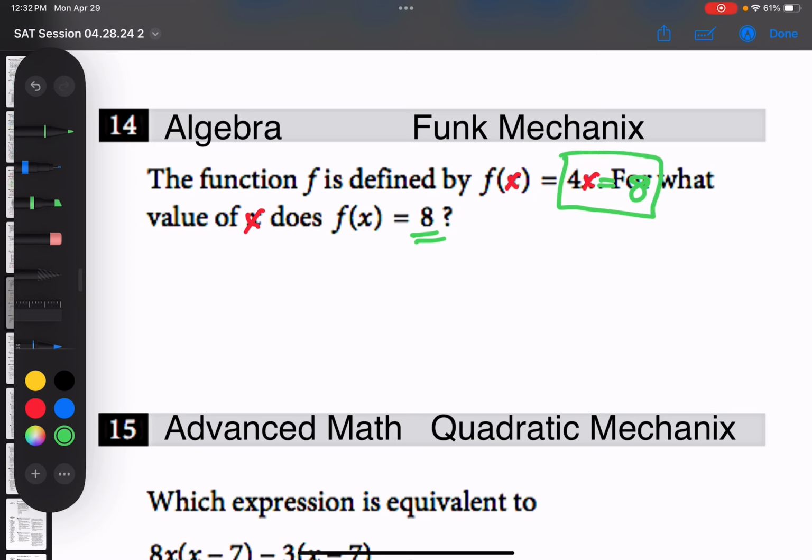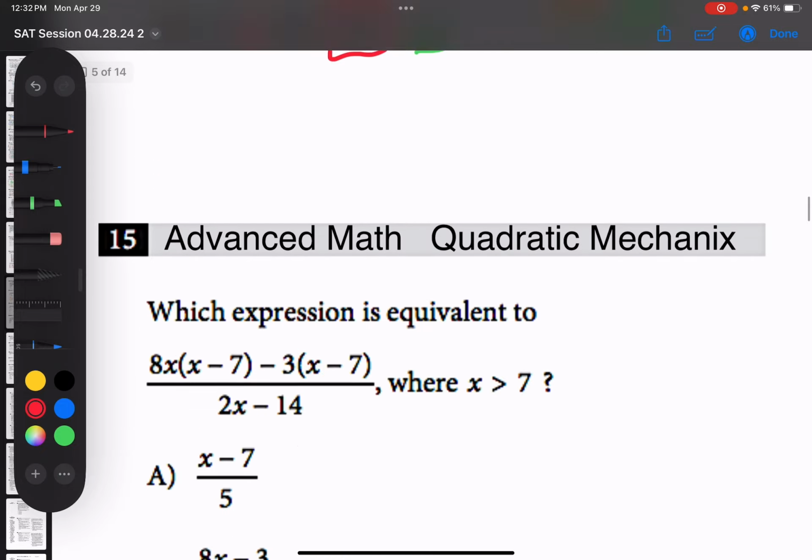Now, some students mistakenly think that that 8 goes inside here, so then you're plugging in 8, 4 times 8. No, no, no, that's not what it is. It's saying the entire solution equals 8. So all of f of x is equal to 8. So all of 4 times x will equal 8. Then you just solve for x, which is 2, and you're in and out of the question.